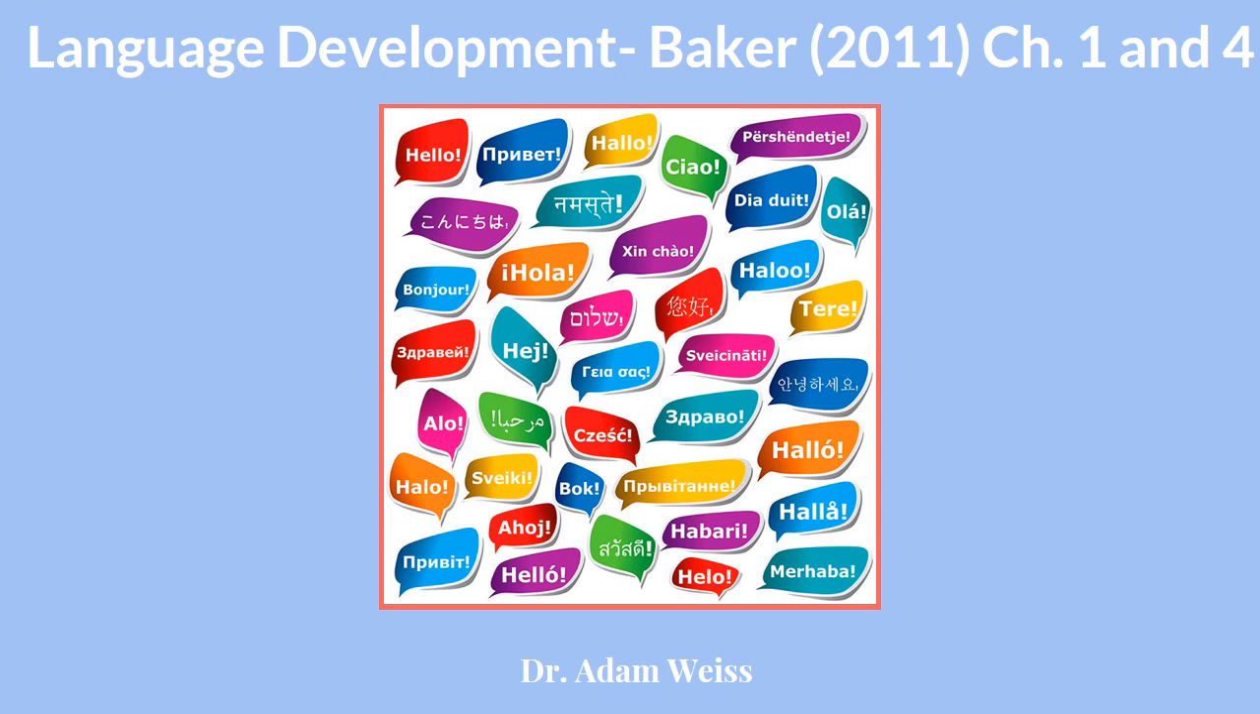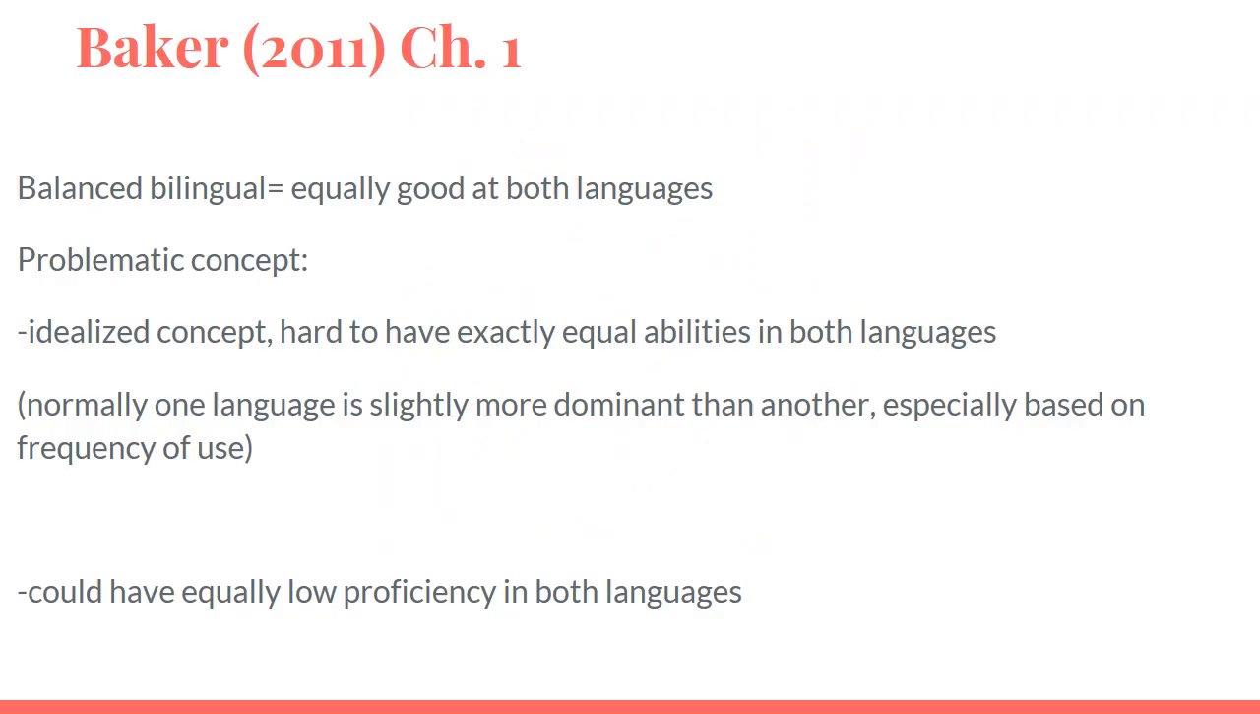I'm going to finish our discussion over chapter 1 of Baker's textbook, and then we'll also shift toward chapter 4 of Baker's textbook. So first, going back to chapter 1, we're going to talk about the concept of balanced bilingualism. Balanced bilingualism is the concept where people are equally good in both languages, their first language, their native language, and their second language.